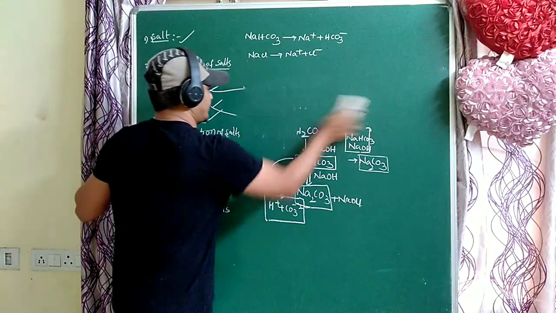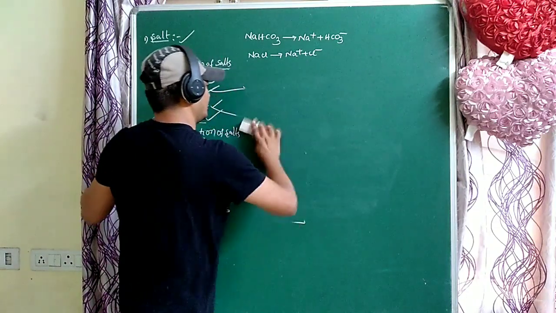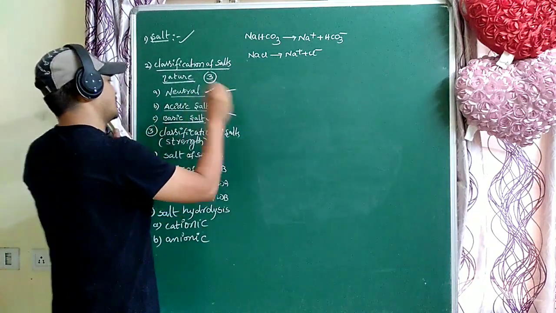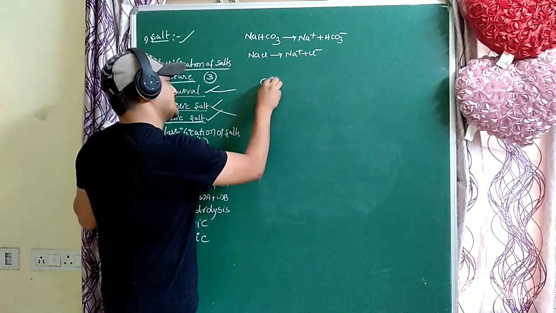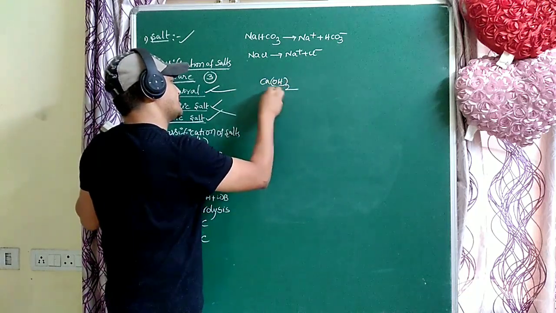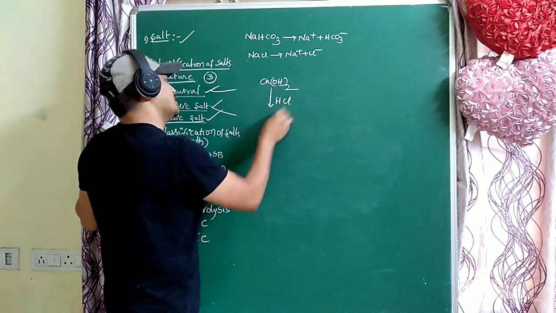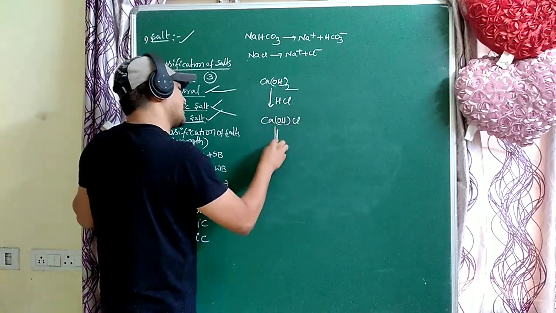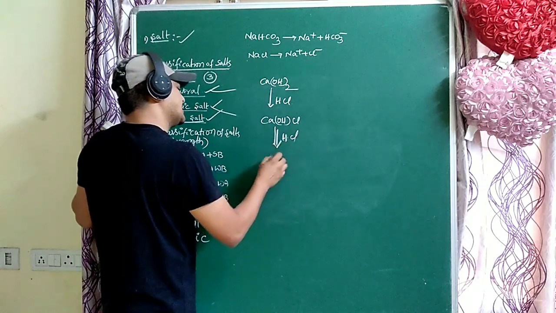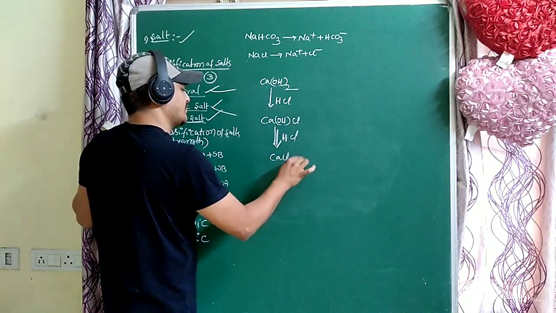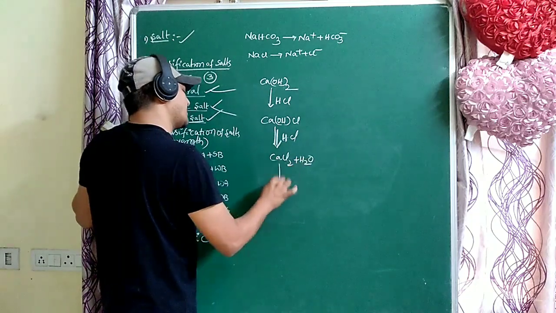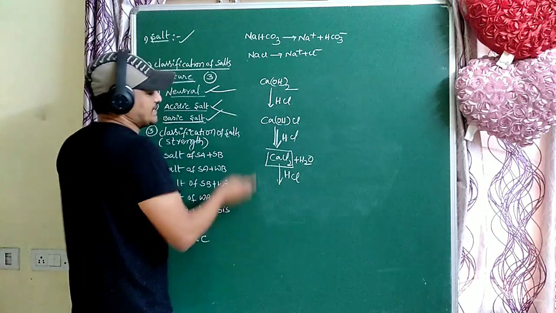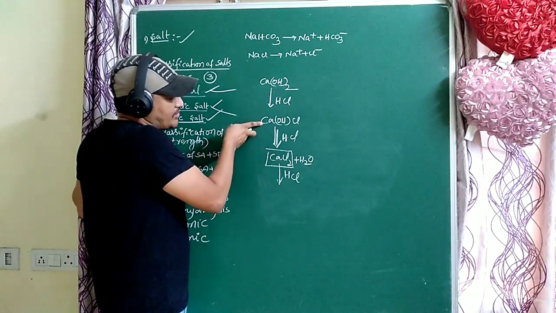Next, basic salts. For example, Ca(OH)2 is a base that reacts with HCl to form Ca(OH)Cl, and again reacts with HCl to form CaCl2 plus water. CaCl2 does not react with any more HCl, so it is the neutral salt. Ca(OH)Cl reacts with HCl, which means it is the basic salt.